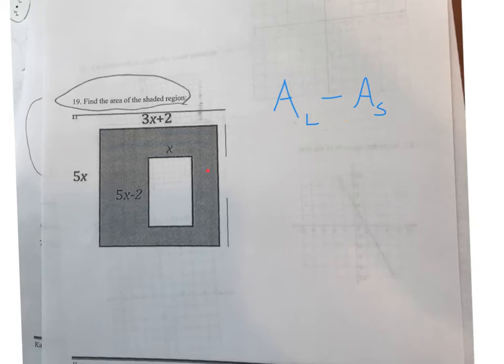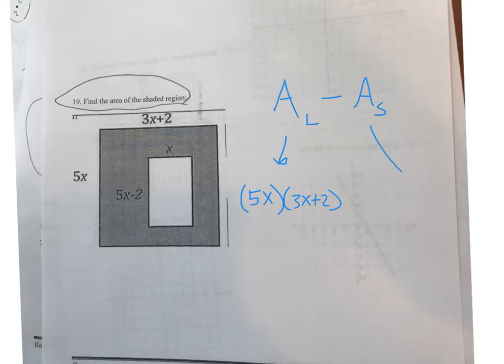So let's find the area of the larger thing. Well, the area of the larger thing is going to be length times width. So the area of the larger thing is going to be, I'll call it 5x times 3x plus 2. Boom, right? Done, right? Well, not done, but it's a start.